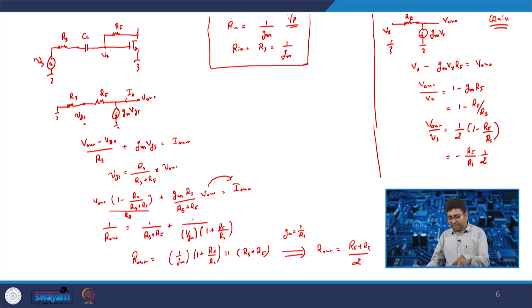So, now we got everything. We have the input impedance, we have the output impedance, and we have the gain. We will try to use the same formula of the noise figure, and we will find out the noise figure in the next class. Thank you.